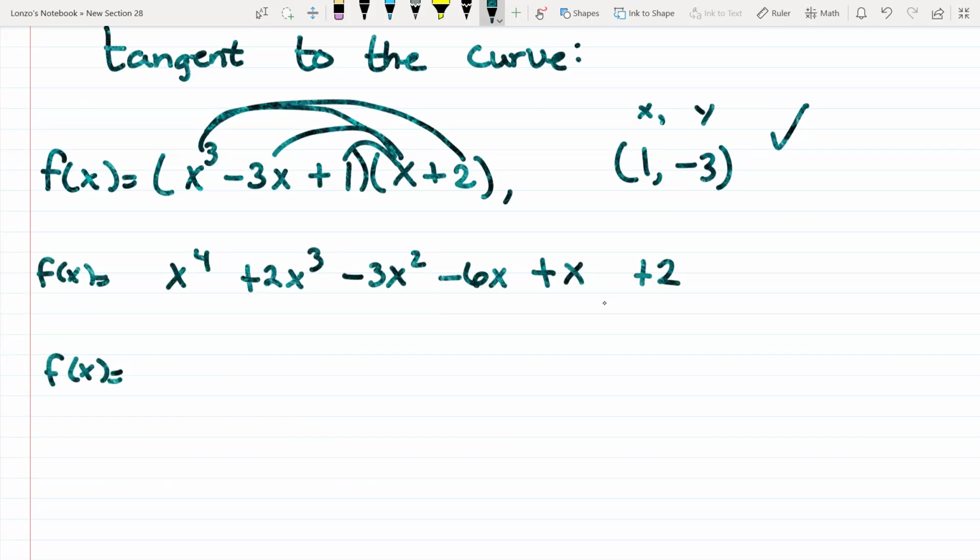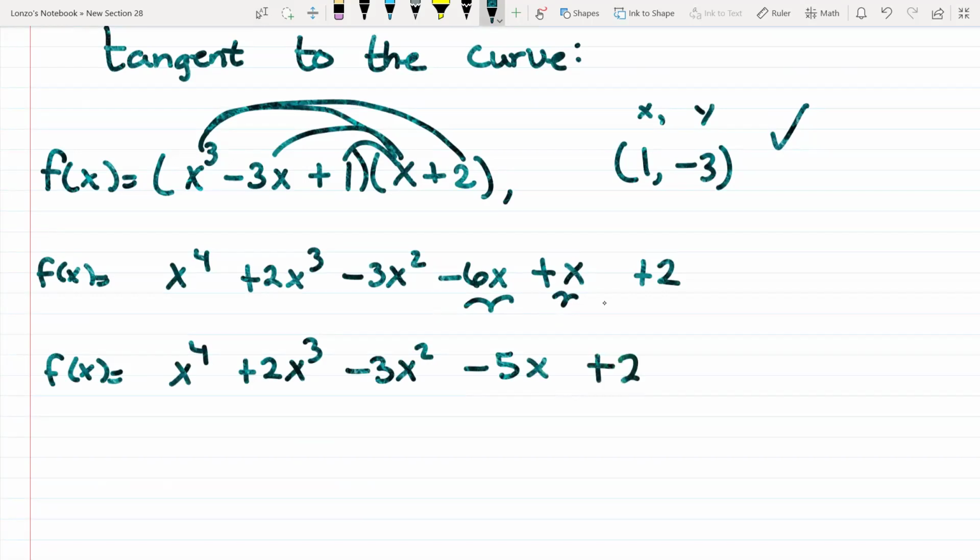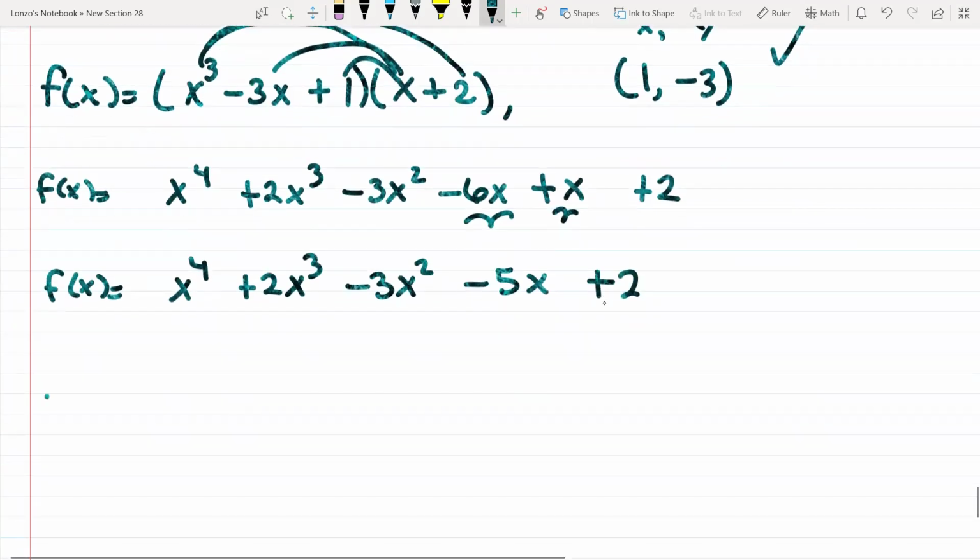So I have x to the 4th and then 2x cubed and then negative 3x squared. Negative 6x plus 1x is negative 5x, plus 2. Okay, now I take the first derivative.